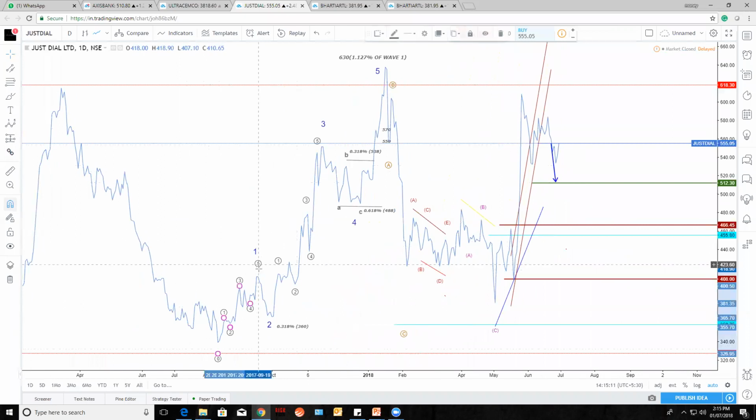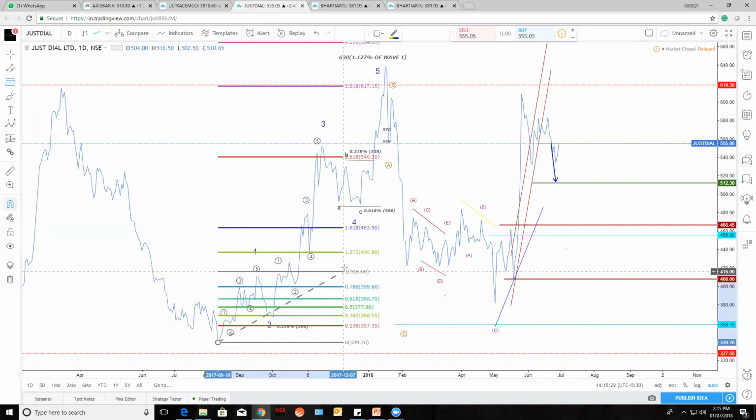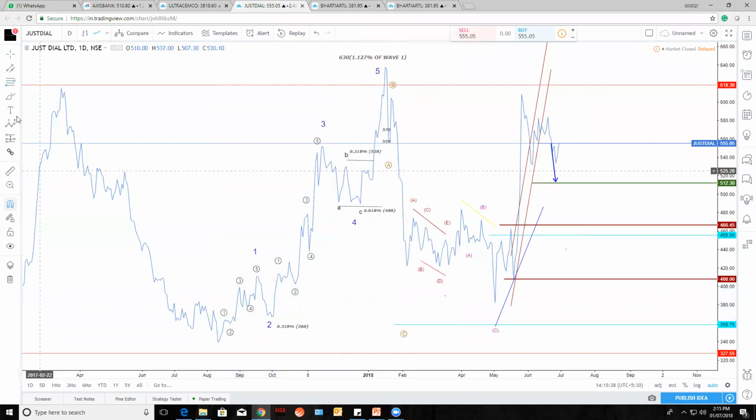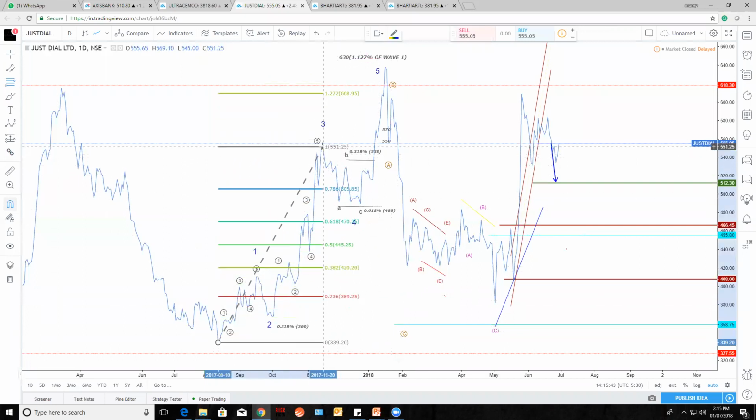See this internally. These waves are 1, 2, 3, 4, and 5. This is wave 1 and 2 for the bigger one. There is a correction of 0.318%. After that, it moved up to this level. Let's say this is wave 0 and this is wave 1. It moved up to 261%, that is 2.618. After the 261%, let's consider this and go for this Fibonacci.